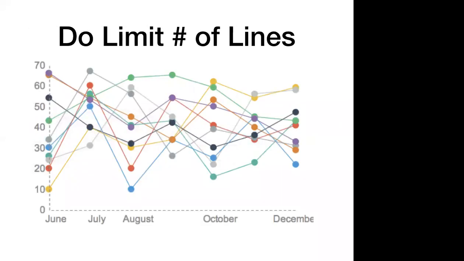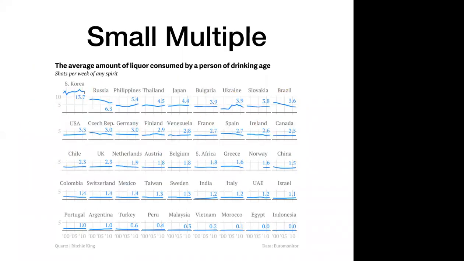Do limit the number of lines. About 5 is about as much as we can process, and beyond that you're starting to obscure the data. Better, in that case, when you want to compare things, to use small multiples, and this is a great one.